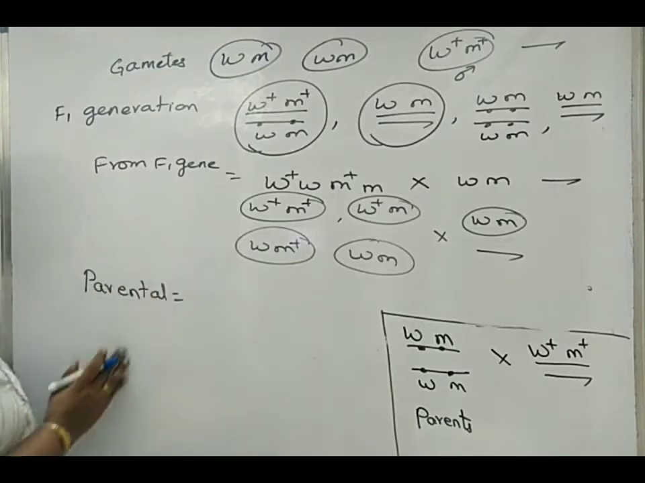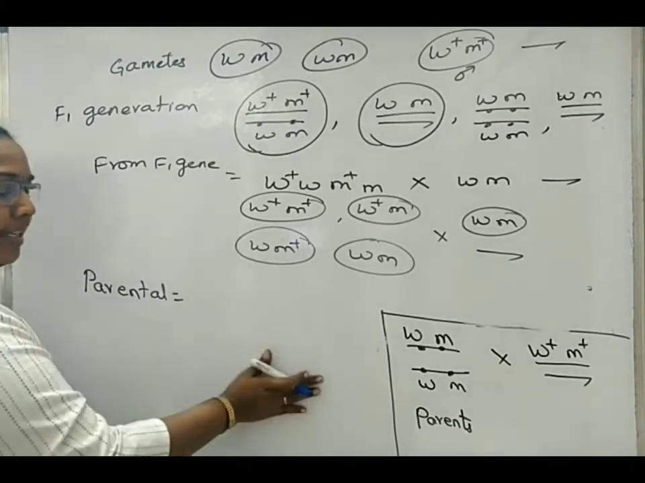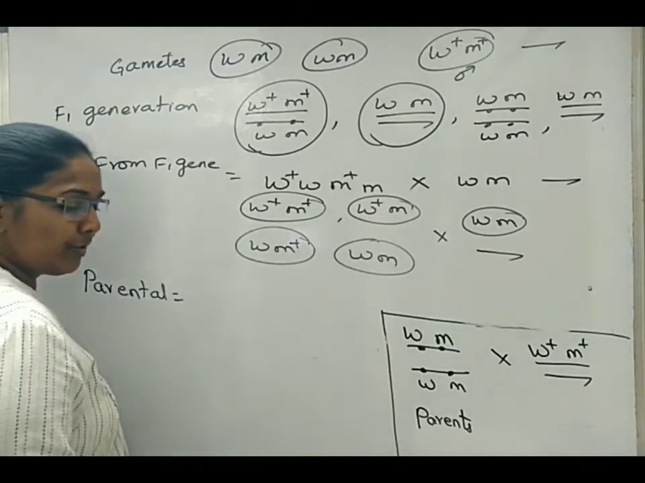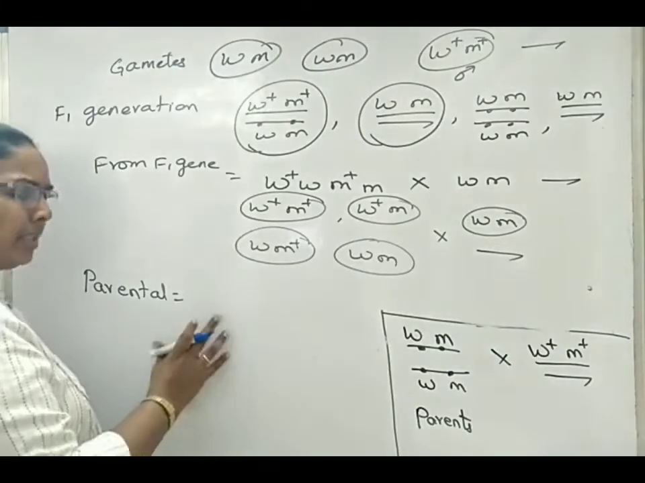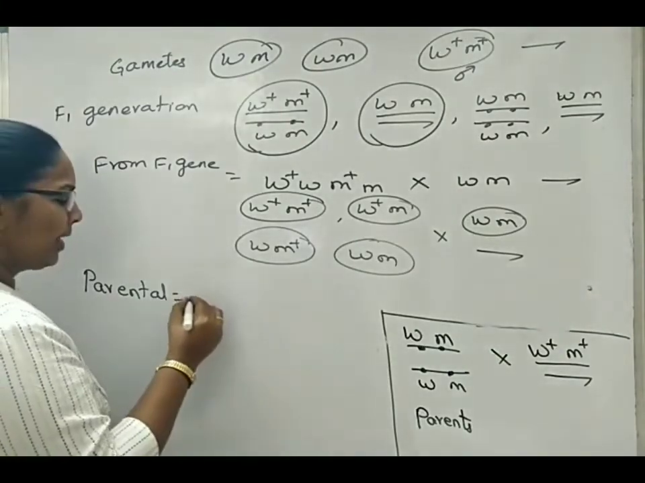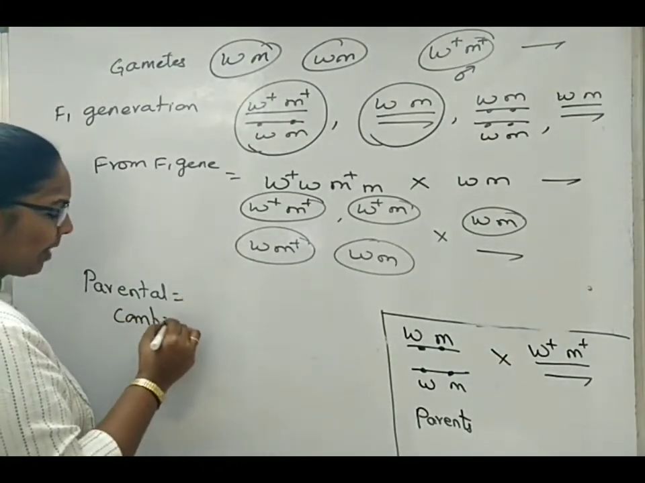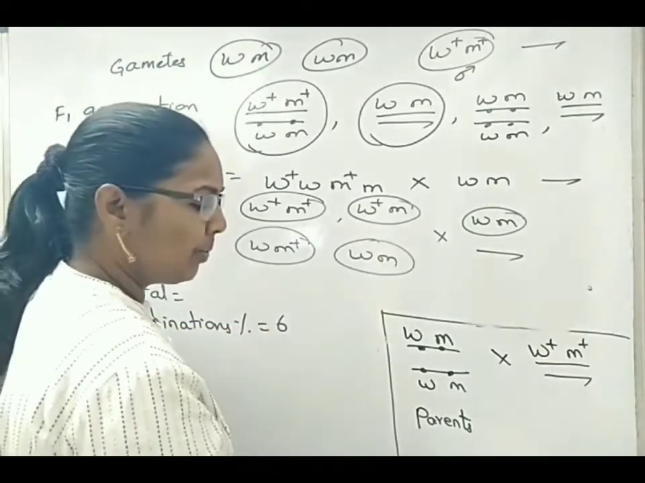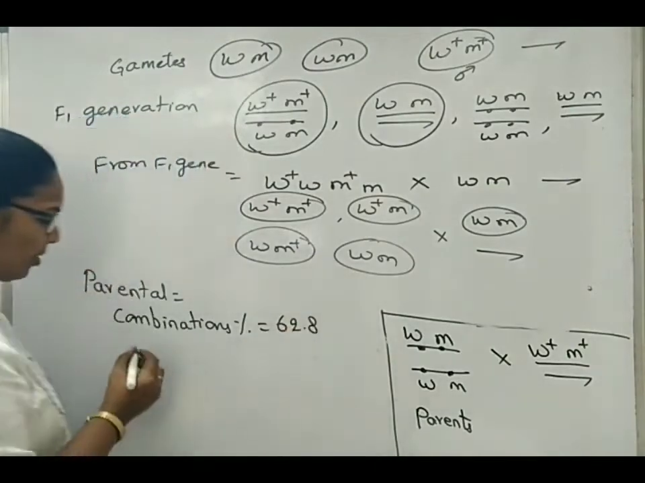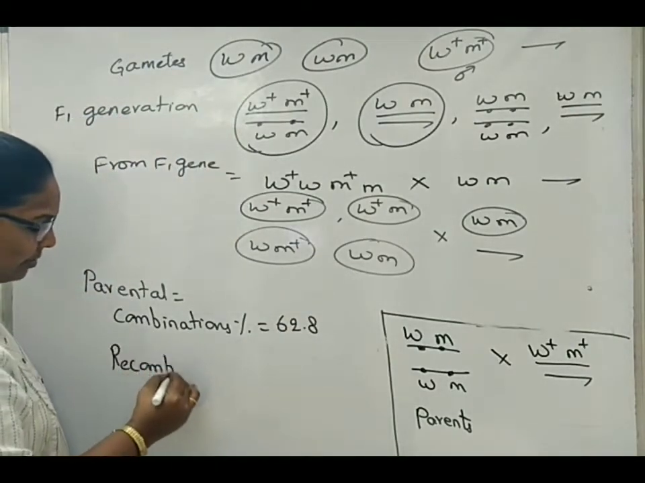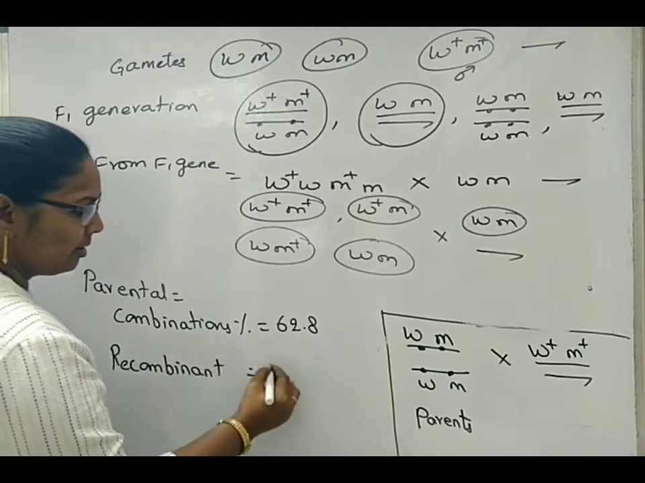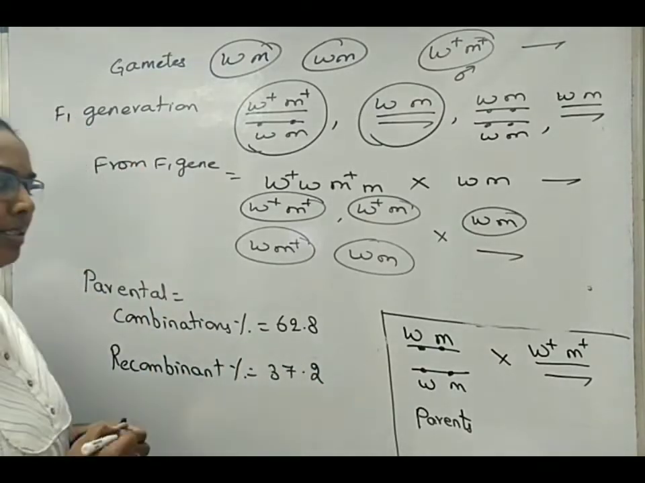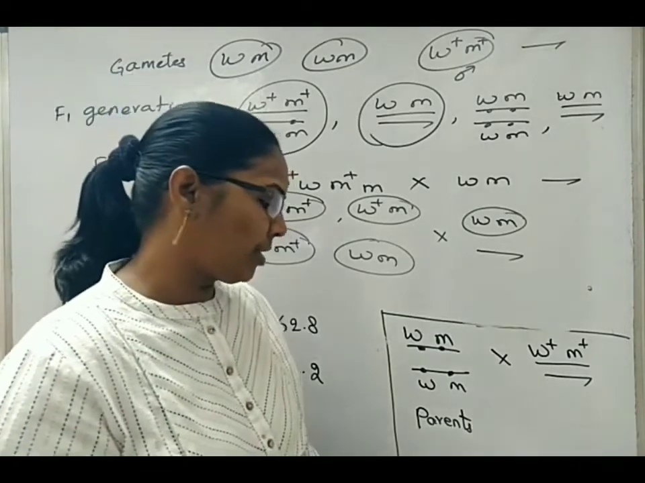I already said, it is not like just 8 number parental and 8 number recombinants. The percentage is different because it is not possible for the fruit fly or Drosophila to consider only 4 number and all that. There will be many number of flies. Parental combinations percentage is 62.8 and also recombinant percentage 37.2%. So this is about the Morgan's second type of cross.